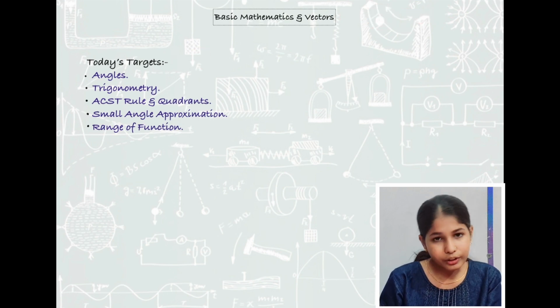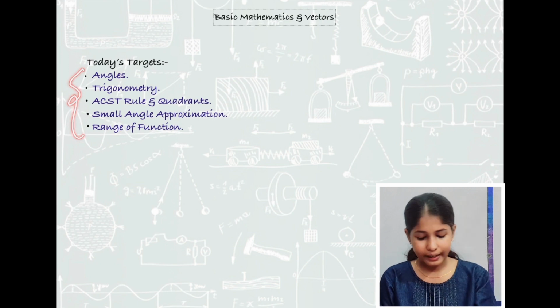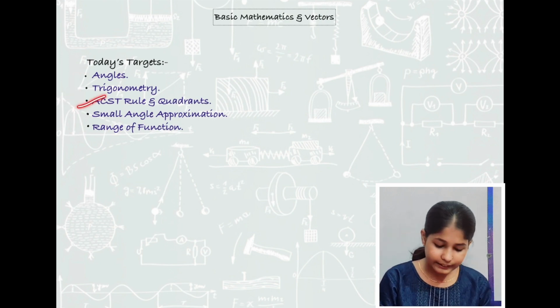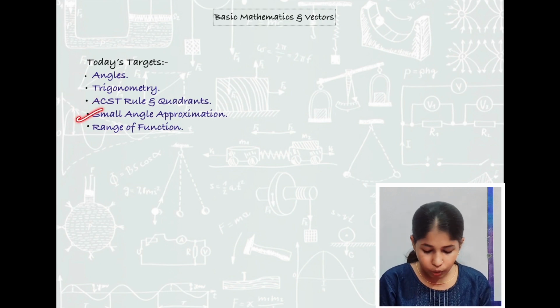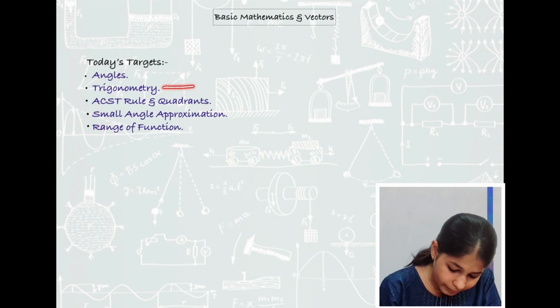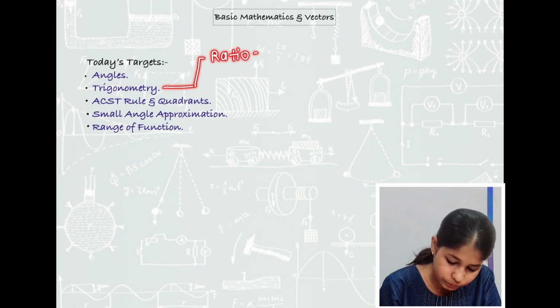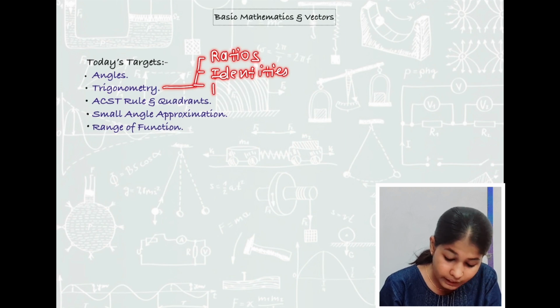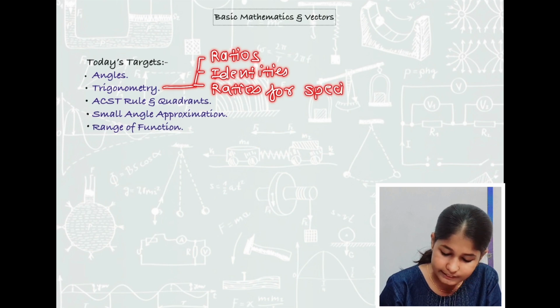Today's target will be: angle, trigonometry, ASTC rule and quadrants, small angle approximation, and range of function. In trigonometry we are going to understand three things: trigonometric ratios, trigonometric identities, and last but not the least, trigonometric ratios for specific angles.